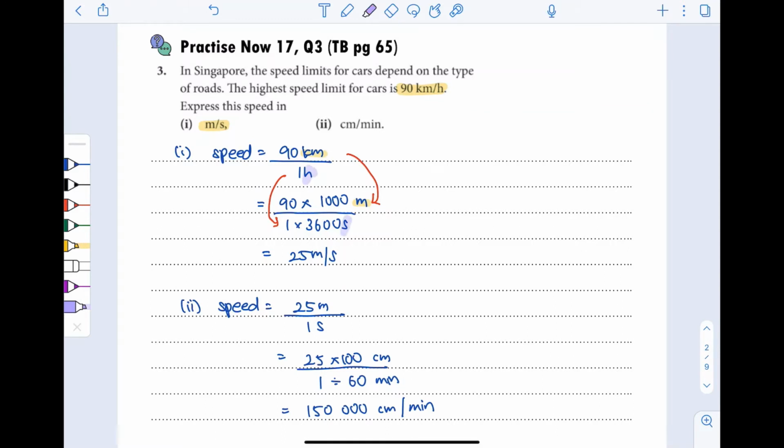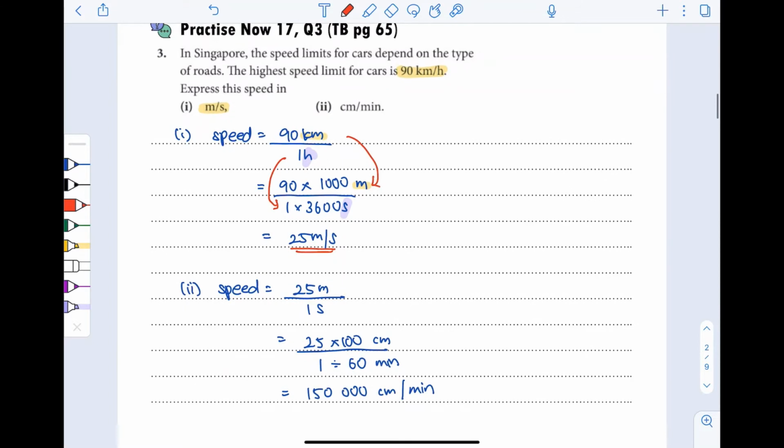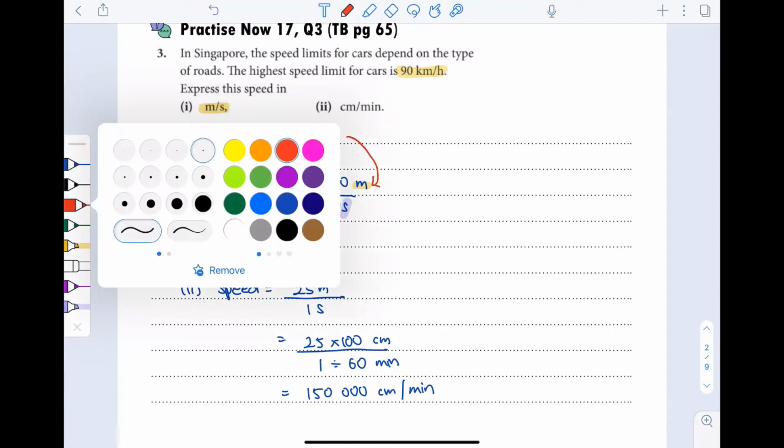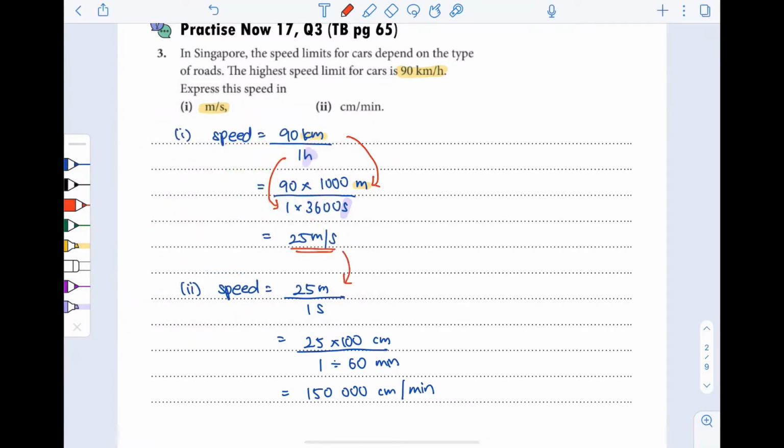Now that we have our meters and seconds converted correctly in our numerator and denominator, we could key the entire thing into our calculator and arrive at 25 meters per second for our answer. In part 2, instead of using our 90 kilometers per hour and converting from there, what we can do is to convert from our 25 meters per second. So 25 meters per second can be expressed as 25 meters over 1 second.